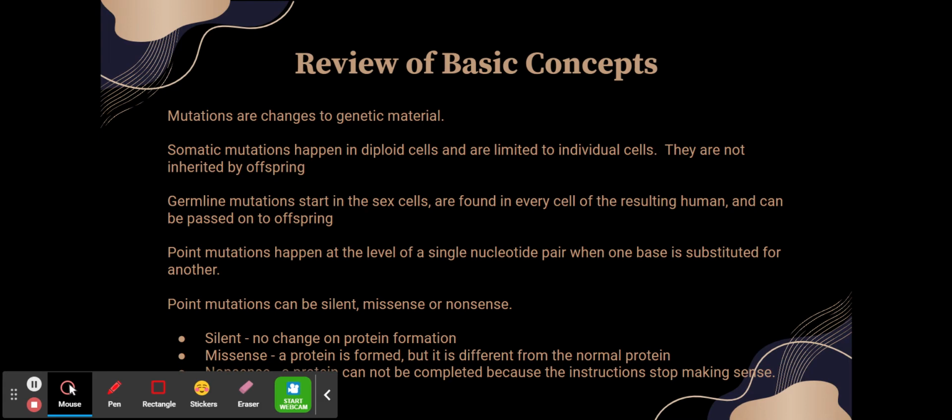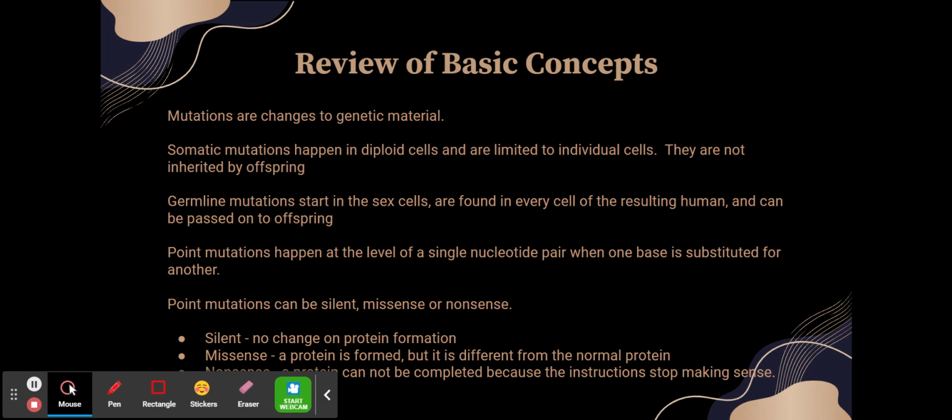So let's review some basic concepts. A mutation is a change to a piece of genetic material. Could be a single base, could be a whole chromosome. Mutation is a change. Somatic mutations happen in your diploid cells. They are limited to individual cells or tissues. They are not inherited by offspring. If your body's good at repairing cells with changes to their DNA, they don't cause problems.